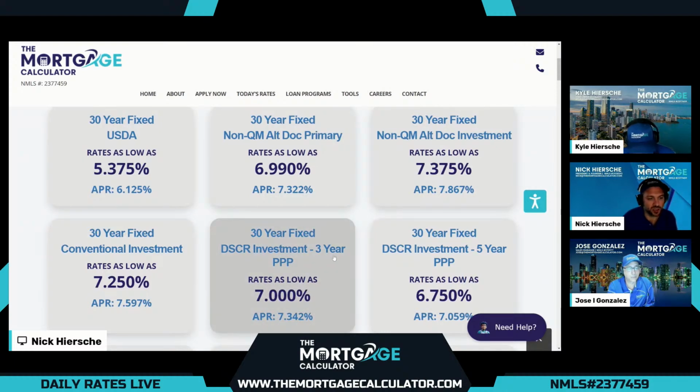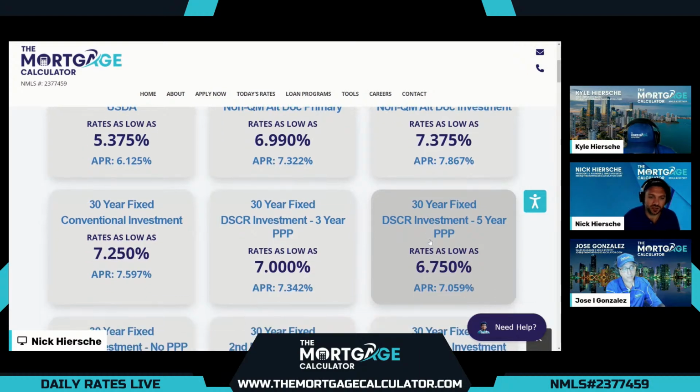First up is our 3-year prepayment penalty option, which is the most common. Rates come in at 7% today. Final APR 7.342, which you notice beats conventional. Absolutely amazing. And to sweeten the deal, we have a 5-year prepayment option with some programs, which brings the rates down to 6.75, final APR 7.059. So amazing option for our borrowers that want to take advantage.